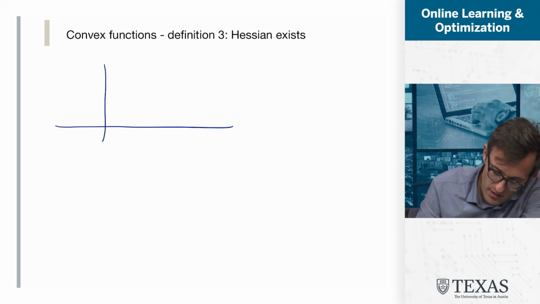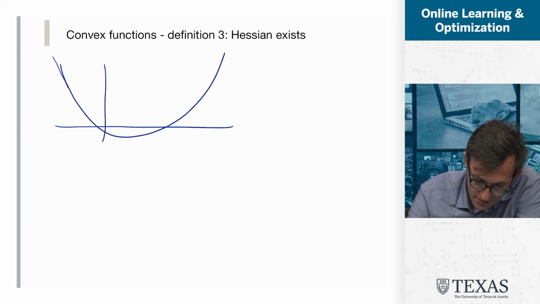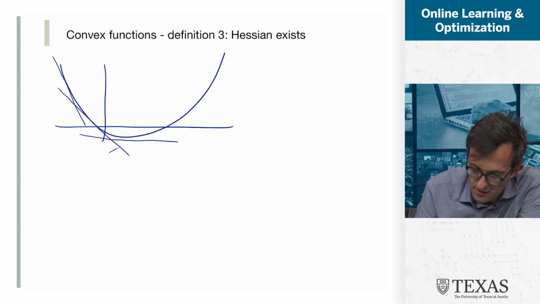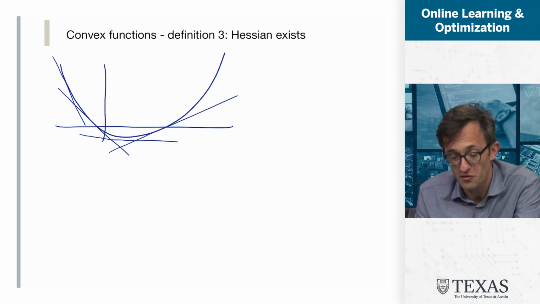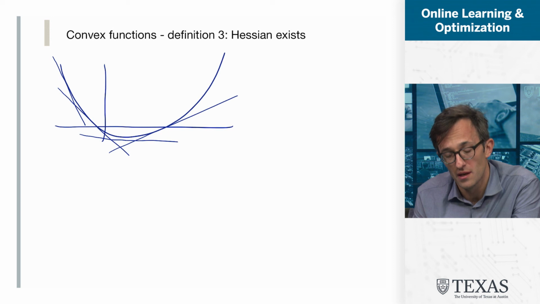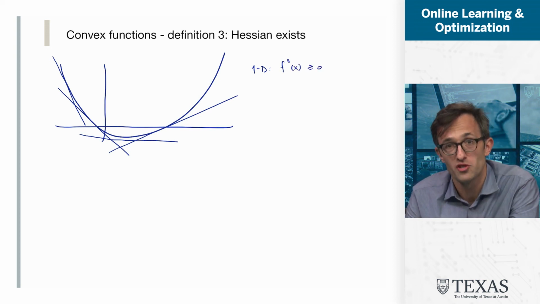Let's start with a picture. Note that at every point here, as we move, the slope of this function is increasing, increasing, increasing. What does that mean? That means that the rate of change of the slope is positive. In 1D, this means that f double prime of x is greater than or equal to 0. The rate of change of the rate of change is increasing.